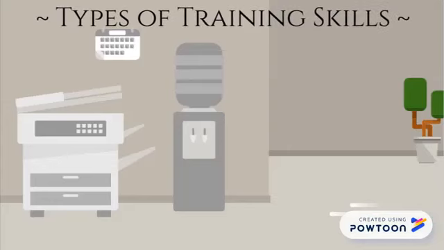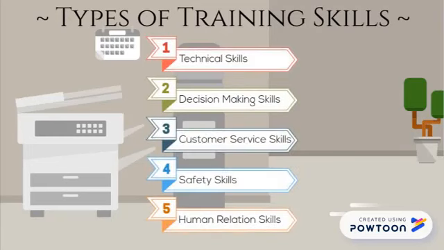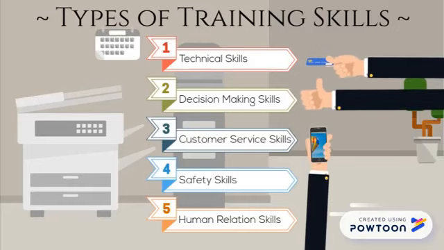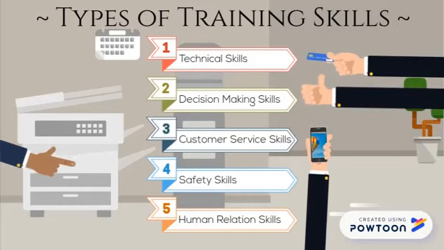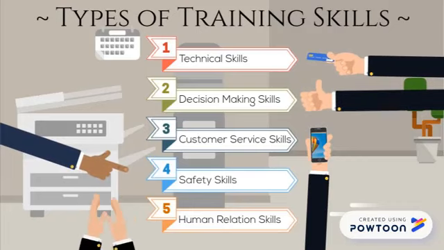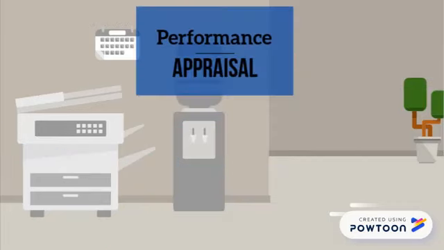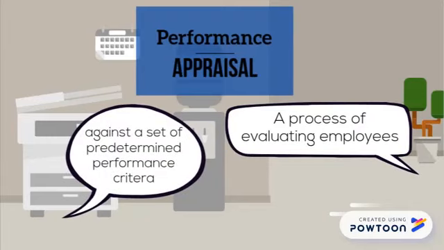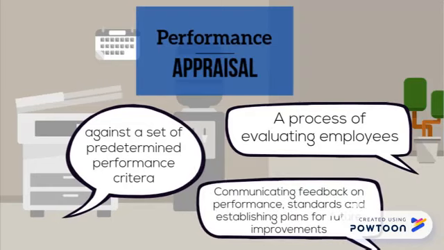Types of training skills. First, technical. Second, decision-making skills. 3. Customer service skills. 4. Safety skills. And 5. Human relation skills. Performance appraisal is the process of evaluating employees' performance against a set of predetermined performance criteria, which is communicating feedback on performance standard and establishing plans for the future improvement.